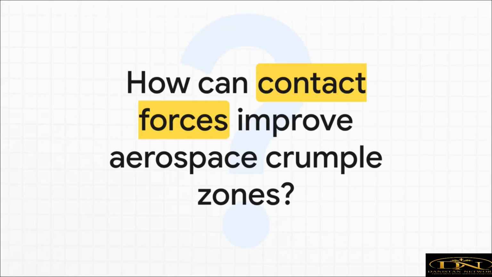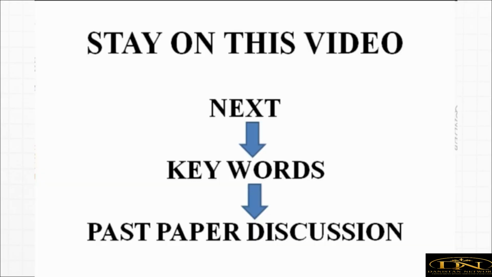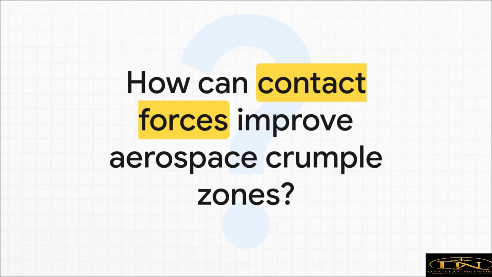I want to leave you with this final lingering thought. Considering the careful distribution of third law, equal and opposite forces needed to protect tissue in biomechanics, how might engineers apply these exact same contact force principles to design safer crumple zones in modern aerospace vehicles? Think deeply on that physics application and keep exploring.